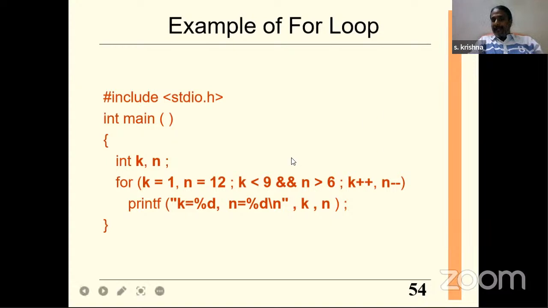See this AND, this is called a logical operator. This means both this one and this one should be true. Then only this program will be executed. If instead of this you put the OR operator, it means if either one is true, then this statement will be printed. Okay.